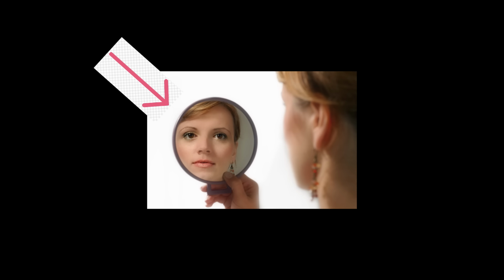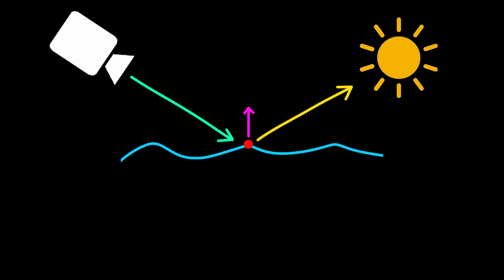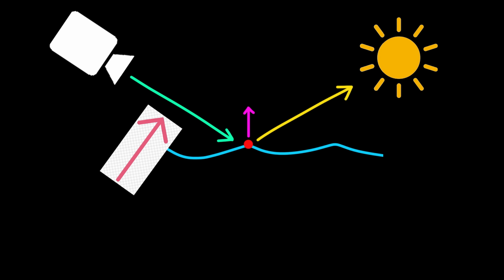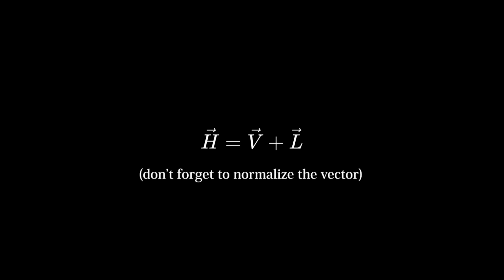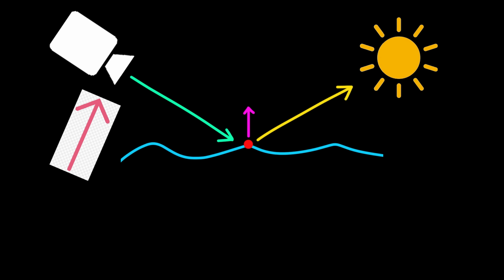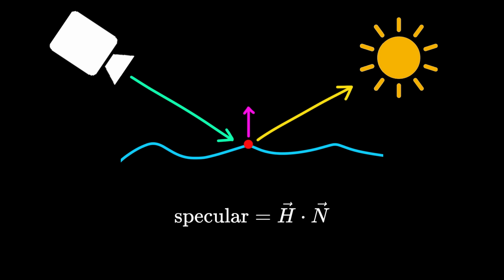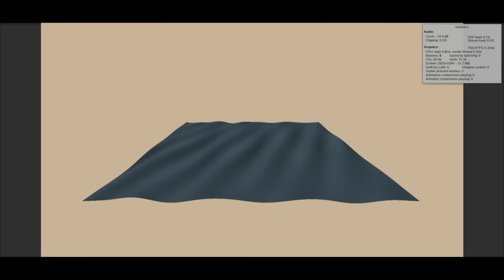Since these are reflections, then intuitively the specular highlight should be strongest when our view vector aligns with the reflection vector from the light source. We can very easily tell if this is the case by calculating a half-way vector between the view and light vectors. If we then take the dot product of the half-way vector with the surface normal, we'll be given our specular highlights. But why does this work?